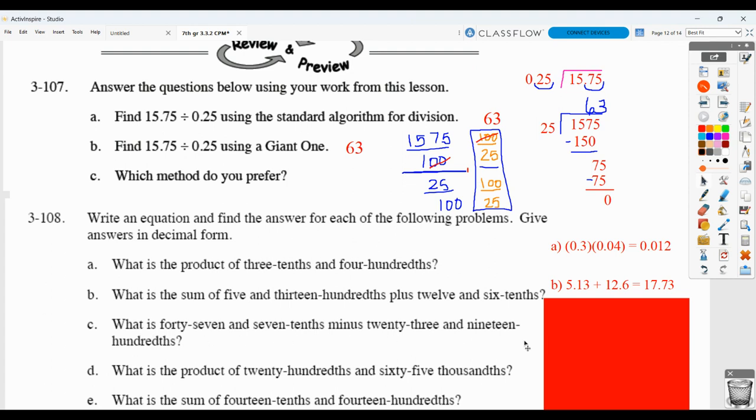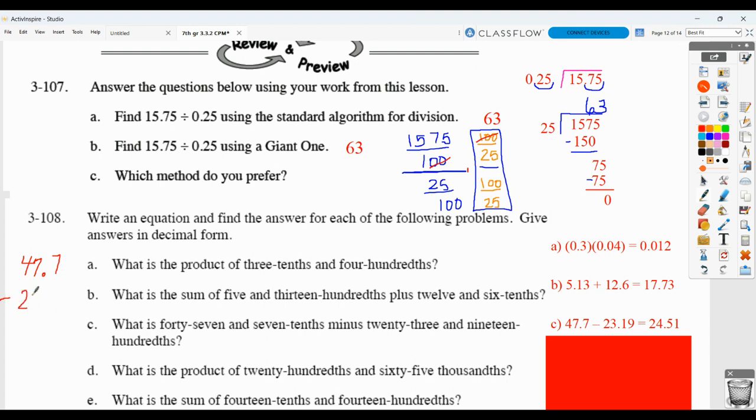Here, we're doing subtraction. So 47 and 7/10 minus 23 and 19/100ths. Now, again, don't just have this answer. Make sure you have work shown. So 47 and 7/10, if we're going to subtract 23 and 19/100ths, what happens is, and this is important to practice, you've done it in elementary school, but it's good review, you're going to need to add a 0 here. You can't take away 9 from nothing. What I mean by that is, it is going to be a value of 0, but you need to put that 0 there so you can show your regrouping.